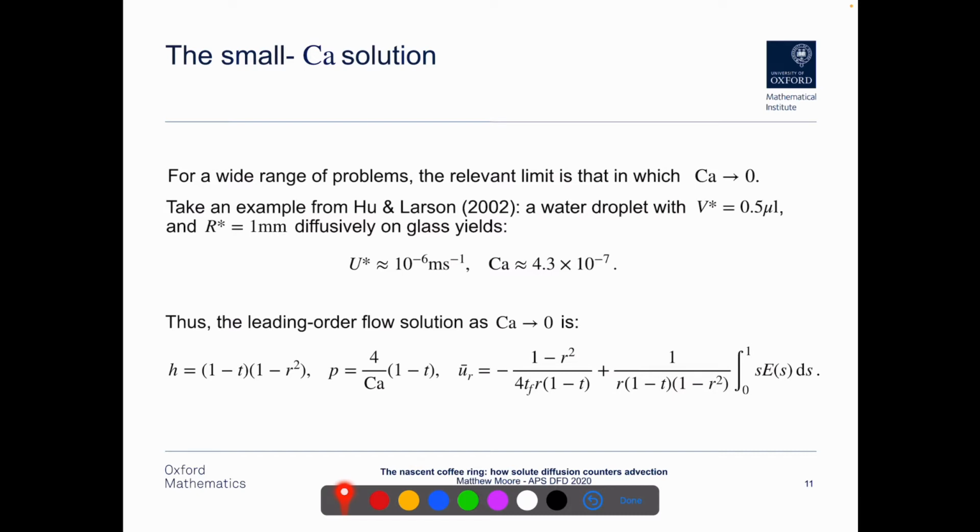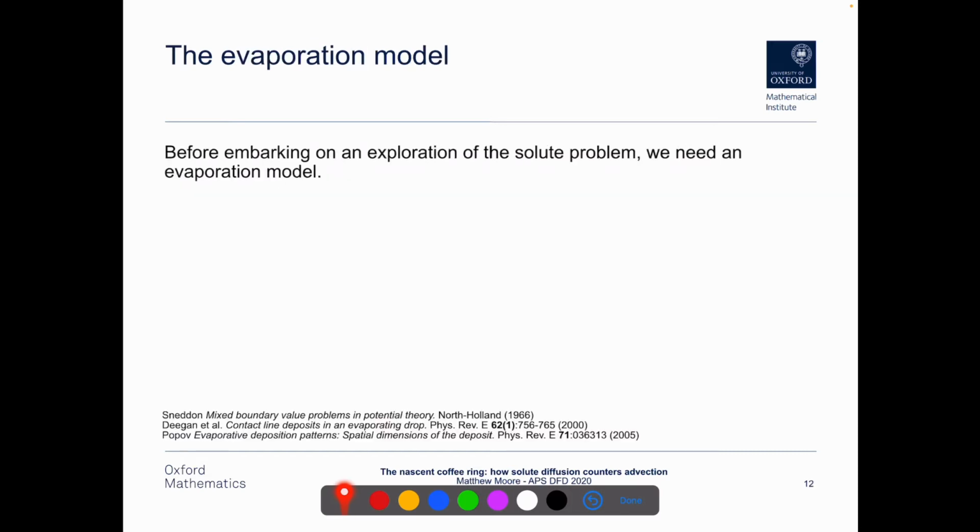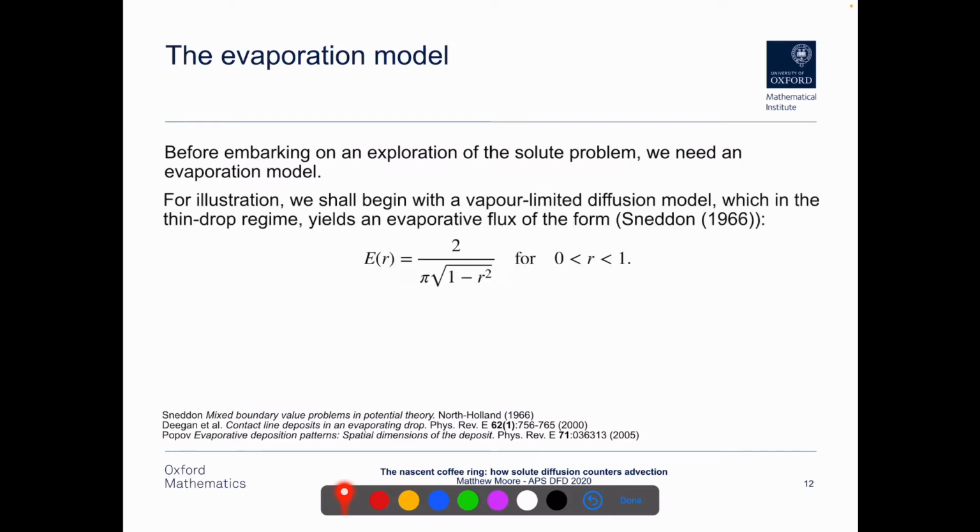So we could go away and do some more analysis on what happens to the solute, to the coffee inside the drop, but let's zoom in on one particular evaporation model to really illustrate the structure that comes out. So the one we're going to think about is a vapor diffusion limited model. So this is not diffusion of the solute, this is diffusion of the vapor into the surrounding air. So you can go away and write down a problem for how things diffuse away.